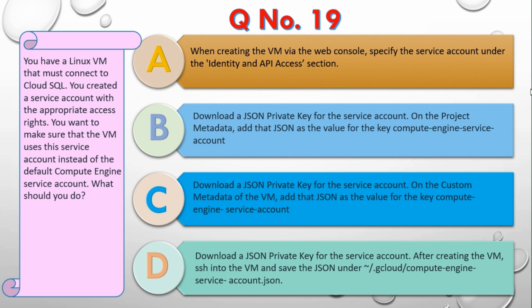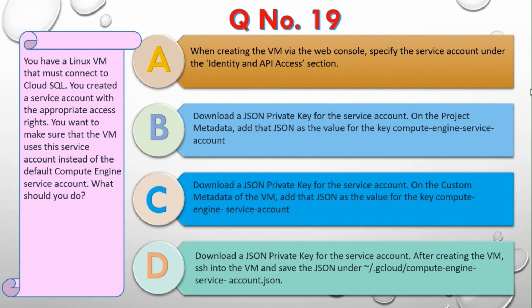When creating the VM via the web console, specify the service account under the Identity and API access section. Option B, download a JSON private key for the service account on the project metadata. Add that JSON as the value for the key compute-engine-service-account. Option C, download a JSON private key for the service account on the custom metadata of the VM. Add the JSON as the value for the key compute-engine-service-account.